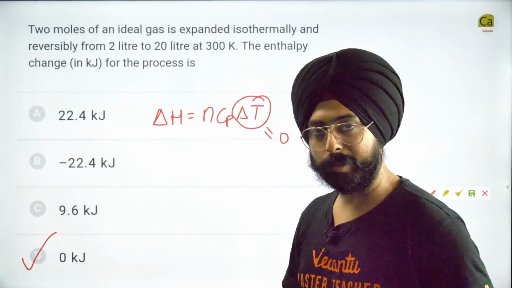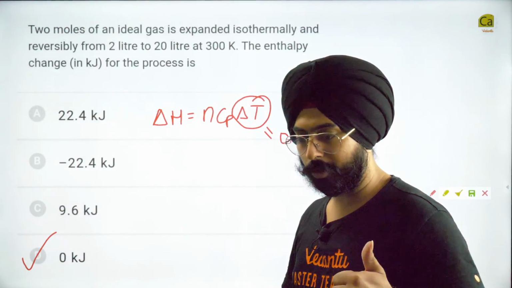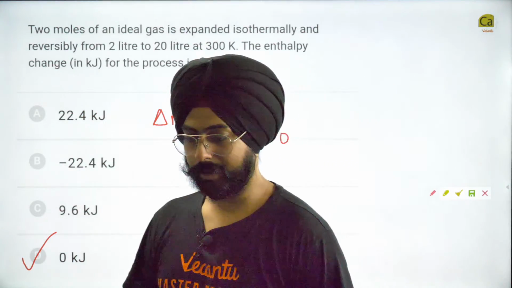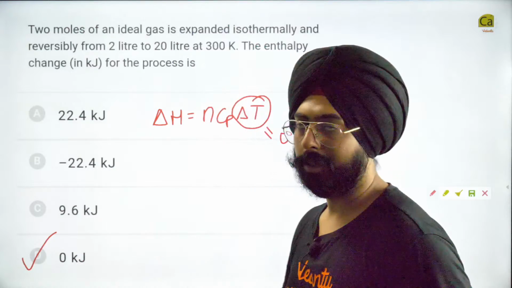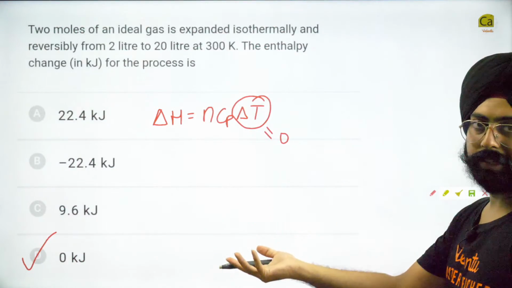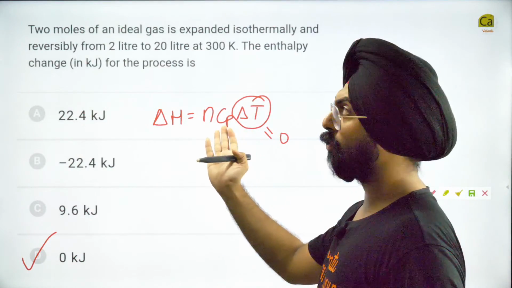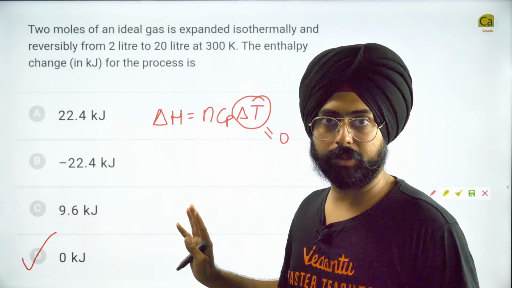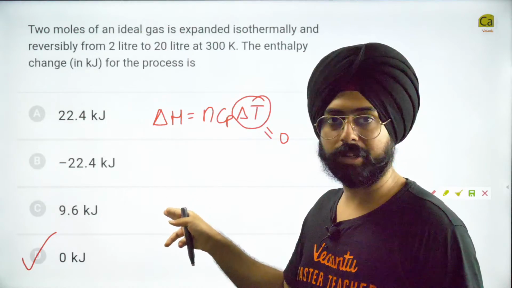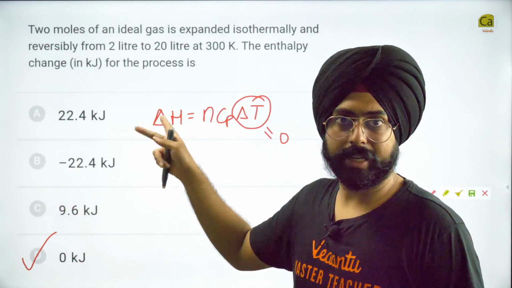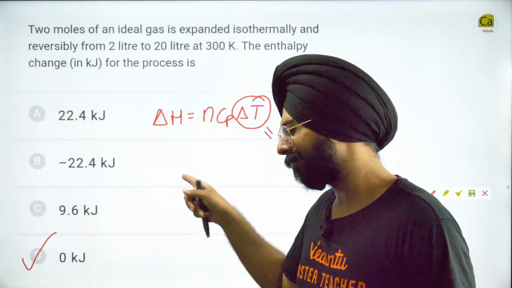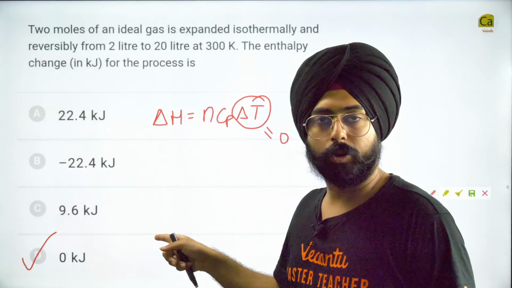In an isothermal process, your internal energy and enthalpy don't change. In an isothermal process, nCp delta T is 0, nCv delta T is 0. You must be wondering, sir, but this is for Cp, that is for Cv. These are state functions. Delta H is a state function, and delta U is also a state function.